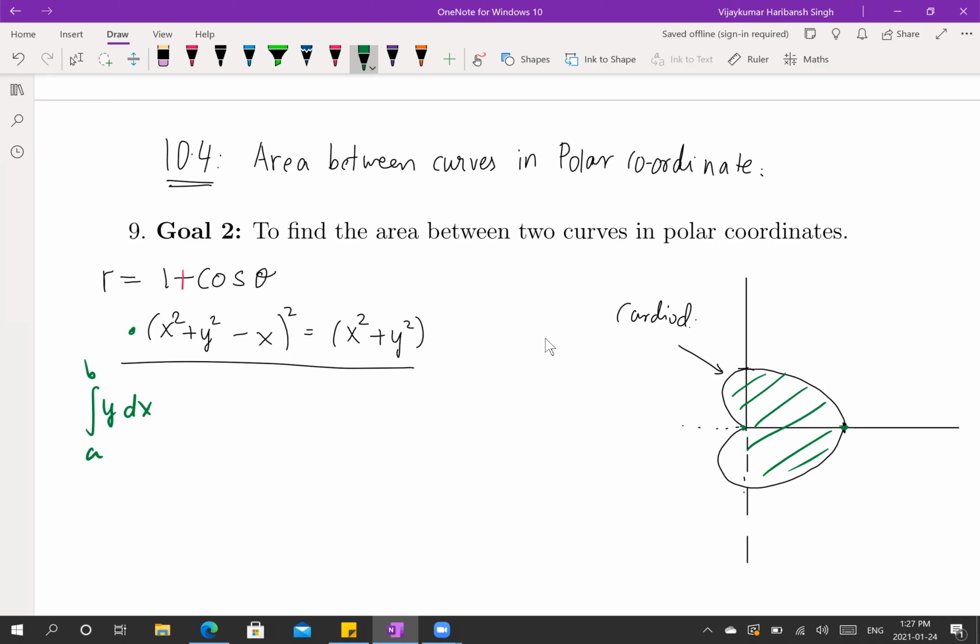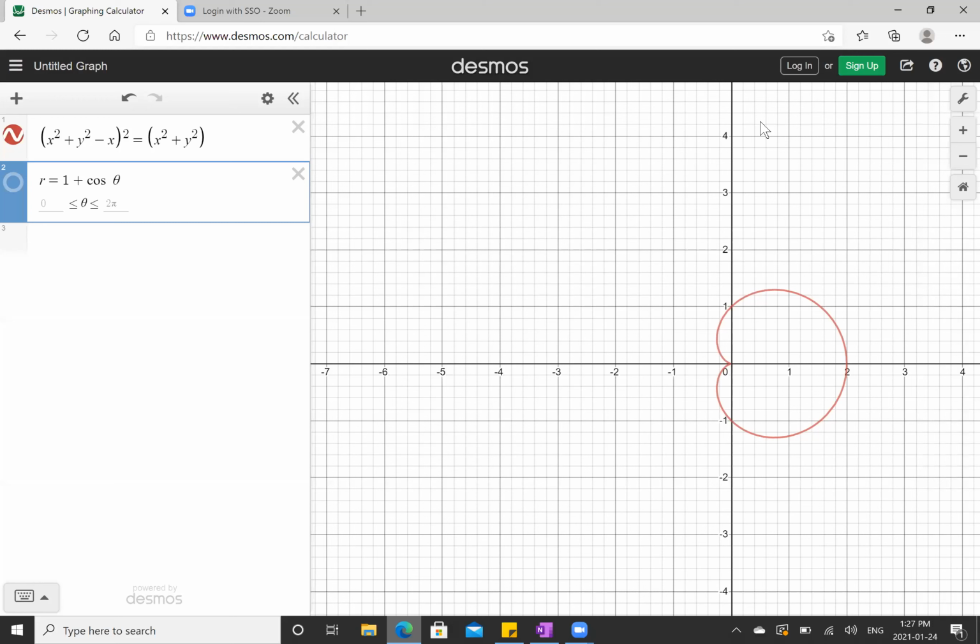However, the same cardioid has a nice representation in polar coordinates, where r = 1 + cos θ. So now this representation is nice, and we are hoping that we can find the area enclosed by this cardioid using polar coordinates. Here is the verification of what I said. If you look at this equation here, the graph is given by this equation.